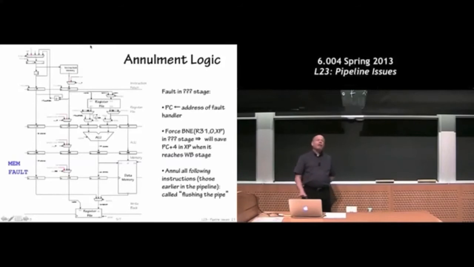So these sorts of traps are expensive. I mean, we're throwing away lots and lots of execution. Typically, they represent an error condition or a condition that will take hundreds of instructions to fix, like a page fault. So throwing away 3 or 4 instructions is not a big deal in the scheme of things.